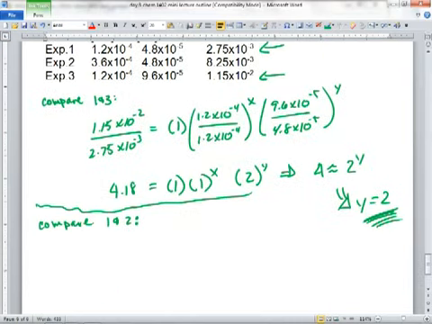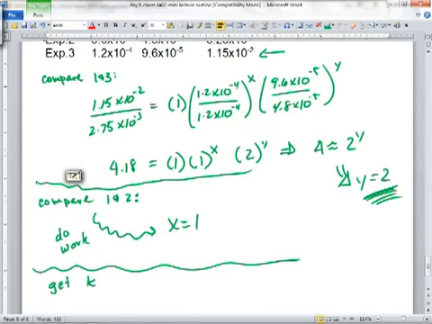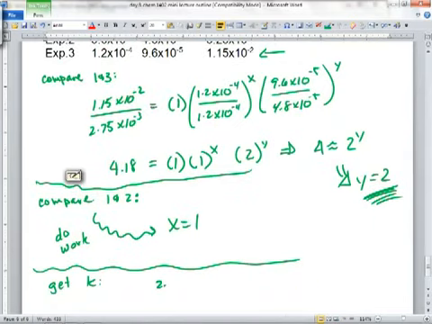So if you compare experiments 1 and 2, somebody got X to be 1. Did anybody else get X to be 1? Yeah. Okay, so I bet you that's right. So let's see if we can get our K then. Folks like to pick experiment 1, so that's fine. The rate is 2.75 times 10 to the negative 3. That's equal my K.